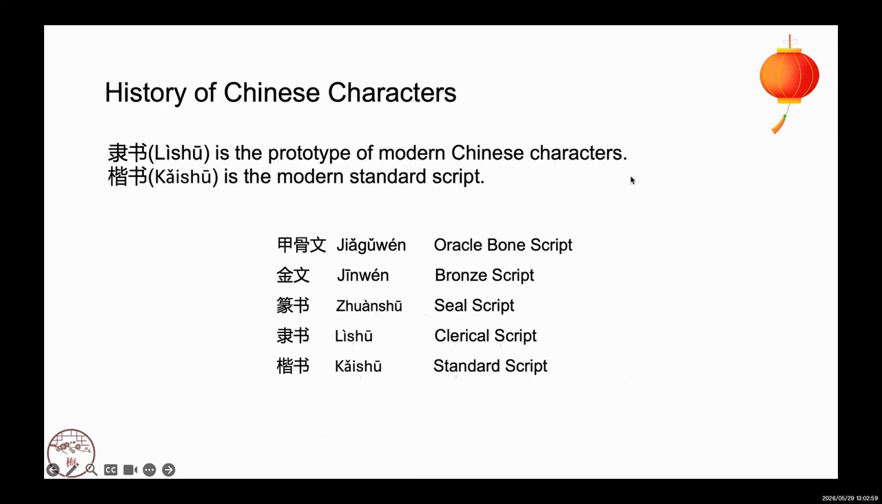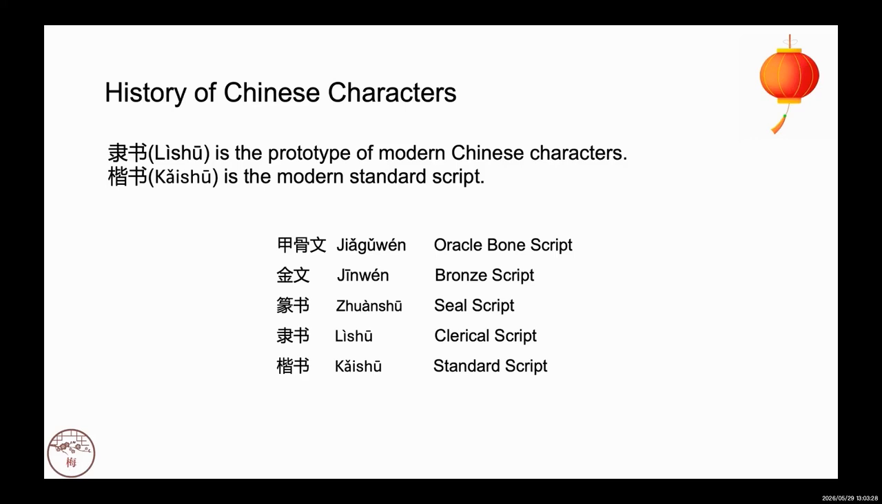So we need to know that 隶书 is the prototype of modern Chinese characters. You can find the shape of modern Chinese characters from 隶书, which was around more than 2,000 years ago.